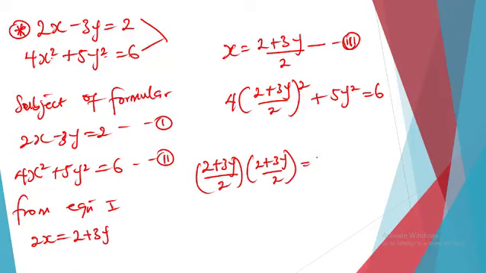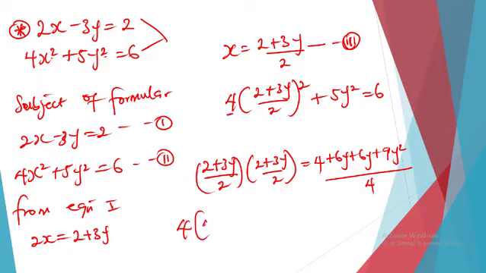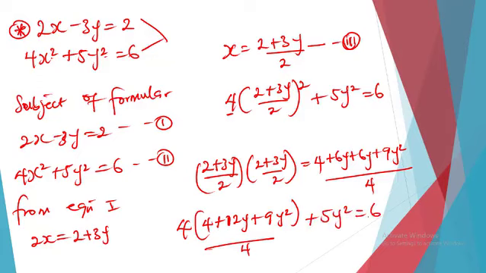We have 2 times 2, 4. 2 times 3y will give us 6y. 3y times 2 will give us 6y. 3y times 3y will give us 9y squared all over 2 times 2 will give us 4. So therefore we then have 4, that is this 4 here, into 4 plus 6y plus 6y will give us plus 12y plus 9y squared all over 4, then plus 5y squared equal to 6. Any confusion on that?